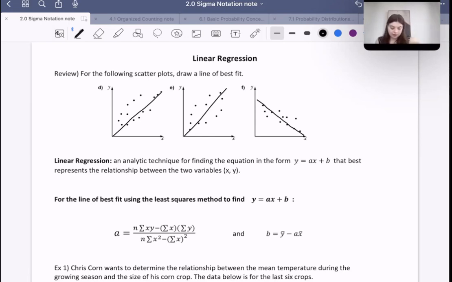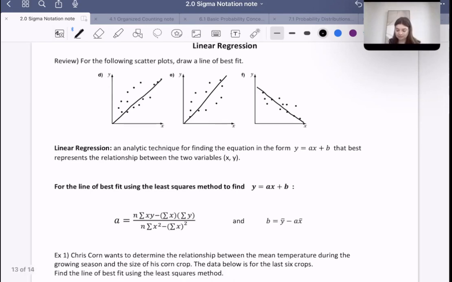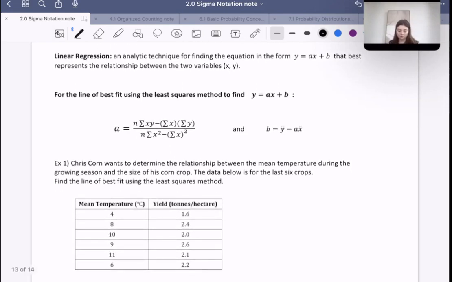Linear regression is an analytic technique for finding the equation y equals ax plus b. Now make no mistake, this is the same as y equals mx plus b. We just use a for the slope instead of m in this lesson, but you're welcome to use m instead if that's more comfortable. It doesn't actually make a difference. And we want to find that exact line that's going to give the best relationship between the two variables.